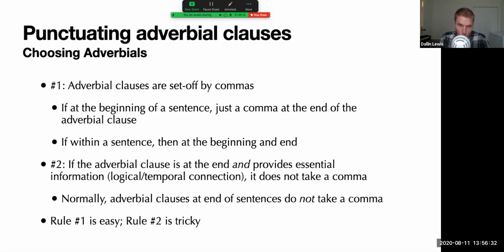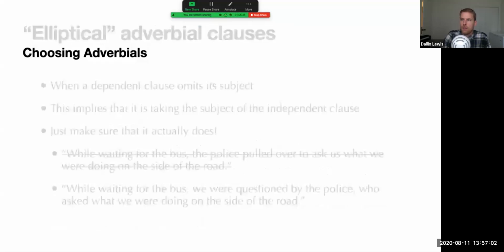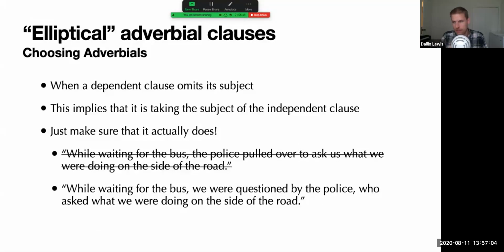However, when a dependent clause ends a sentence and provides essential information, it does not take a comma. Now, essential here is somewhat subjective. So let me just say that in general, you do not put a comma before dependent clauses at the end of a sentence. Okay, in general, if you have a dependent clause at the end of your sentence, there's no comma involved. I say in general because there are several exceptions, but you can kind of start from that general rule. Okay, finally, elliptical clauses.